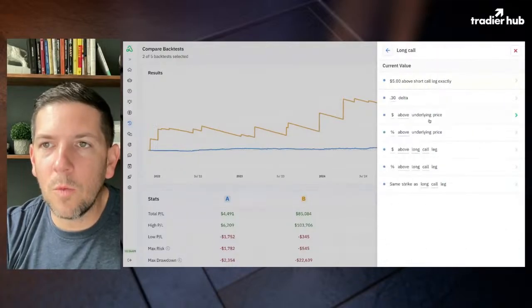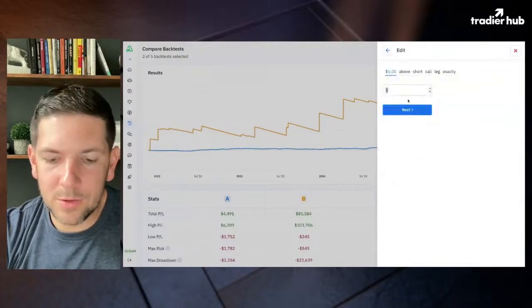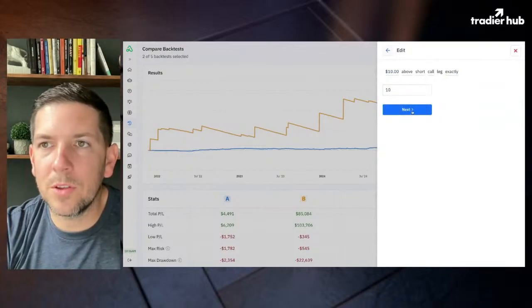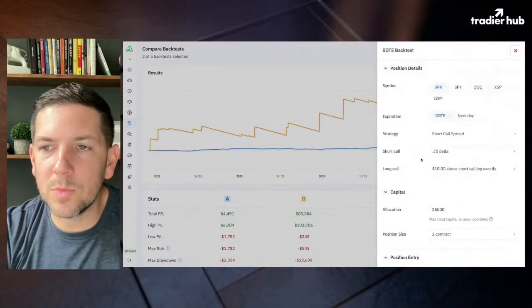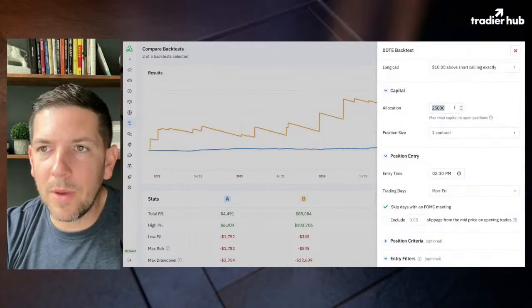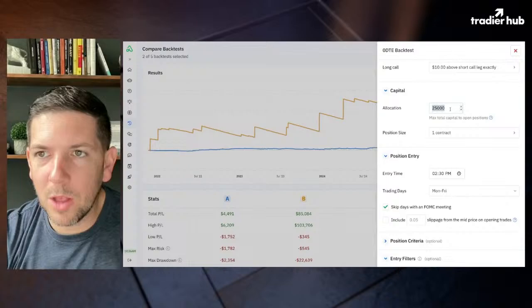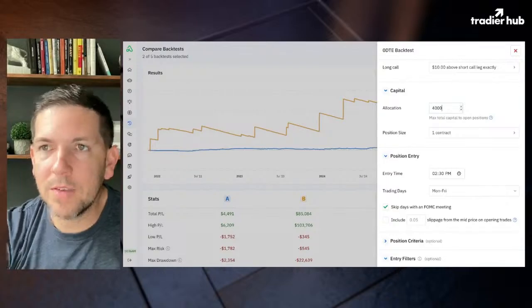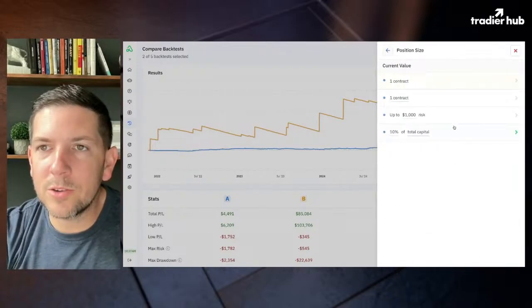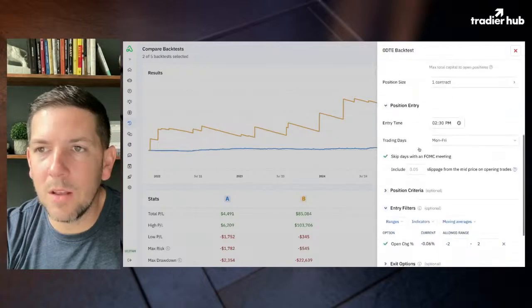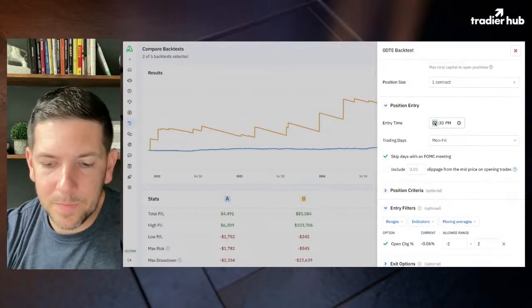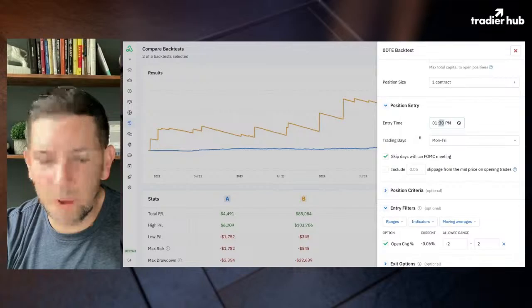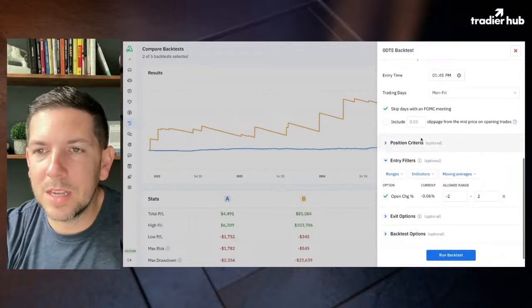And let's do the long wing. We'll do that one $10 above the short call leg exactly. Okay, so we'll do a wide short call spread. We'll start with a small amount of capital. I think that's where I did that one, that other one. We'll start with a small amount of capital, maybe $4,000 here. Only do one contract. So we'll just do one spread here, see if this thing ends up working out well. And we'll do it later in the day. Maybe we'll do it 1:30 in the afternoon, 1:45. Let's just test some different stuff.